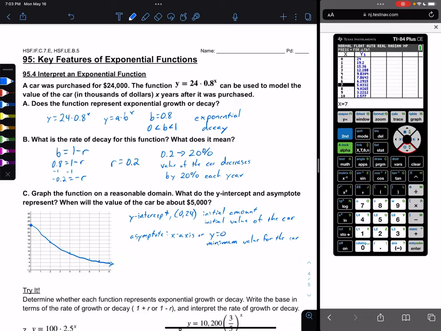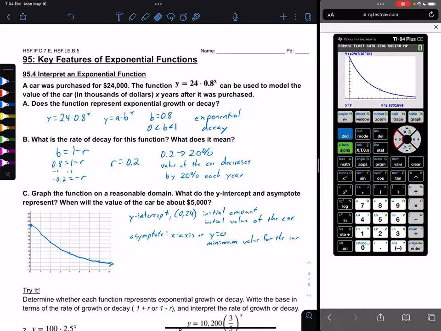And then finally, when will the value of the car be about 5,000? If we look at our calculator, at year 7, matches up with 5, and if we go back to our graph and scroll along, if we trace this, at x equals 7, we do have a y value of just over 5.